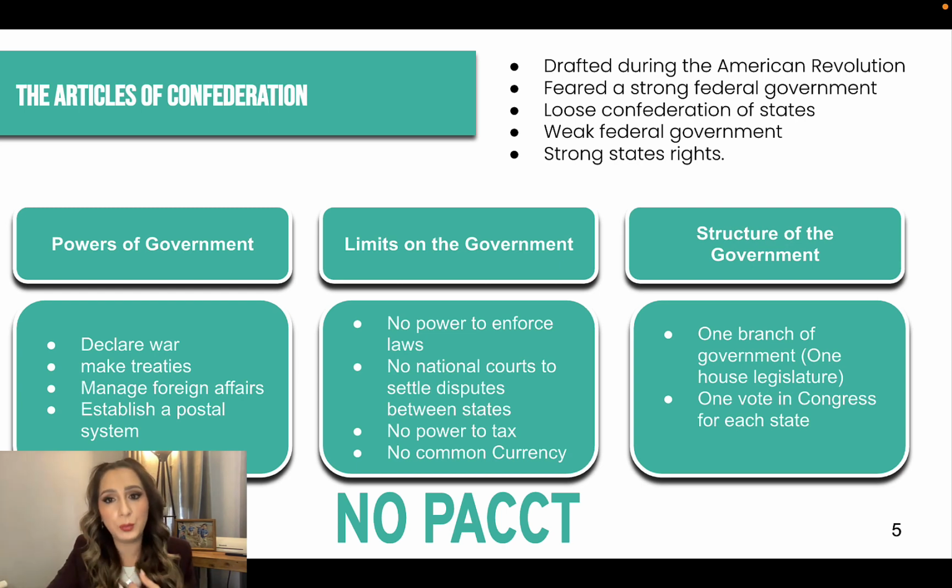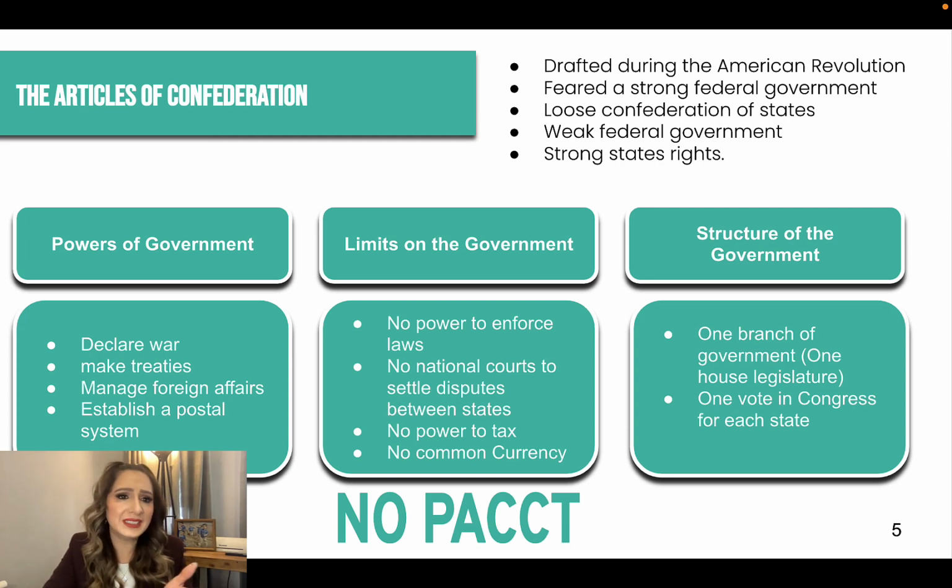So they created a weak federal government with a loose confederation of states. That means, yes, they were the United States of America, but every state had their own sovereignty, meaning their own power. So think about this. The states had more power than the federal government. It's like saying in a school system, the teachers have more power than your principal. That's the kind of government they created. Now, they did this because they feared a strong federal government. They were afraid of creating a king all over again.